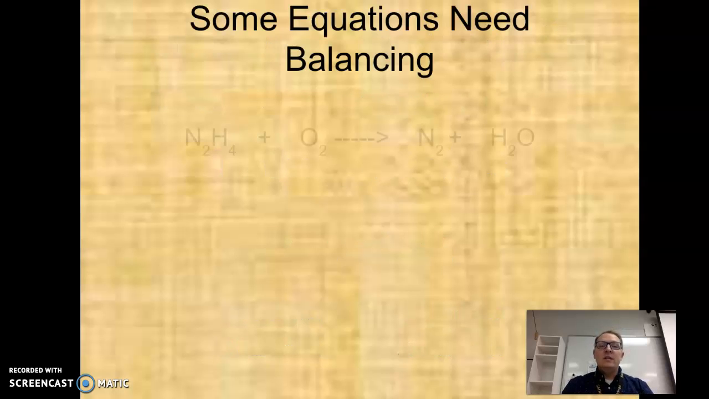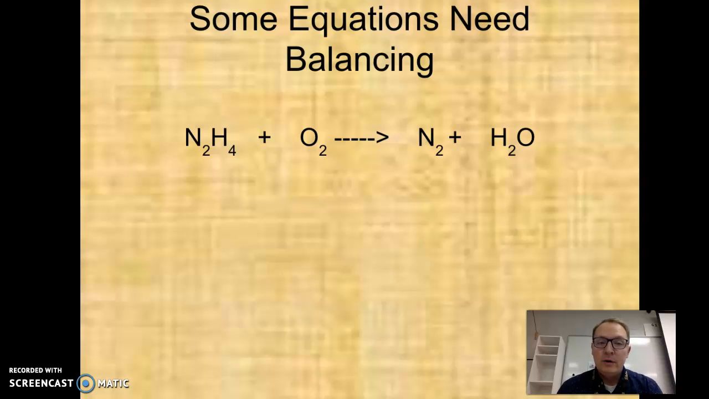All right? So here's an example. This one looks a little bit crazier. What we have to do is take inventory first, right? Find that arrow, and this divides our reactants on the left from our products on the right, and those are the things that have to be balanced.